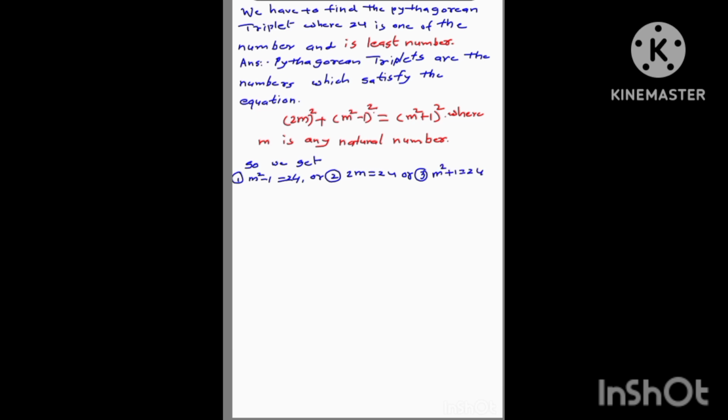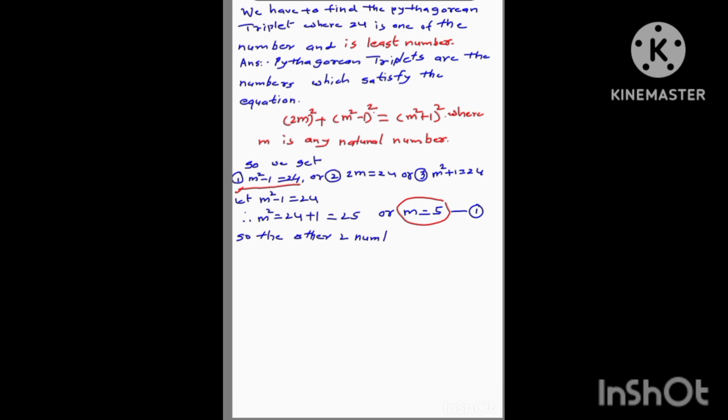So let us take the first case where m square minus 1 is 24. That means m square equals 24 plus 1, as minus 1 crosses the equal to sign and becomes plus. So that is 25, so m is equal to 5. So we could find out the value of m. Now with the help of this m, the other two numbers can definitely be found.